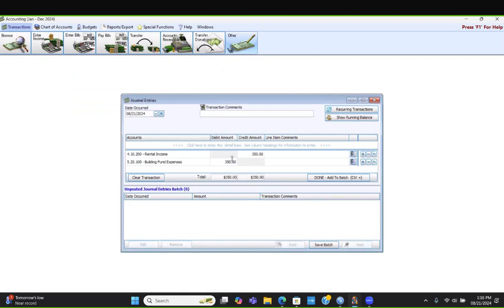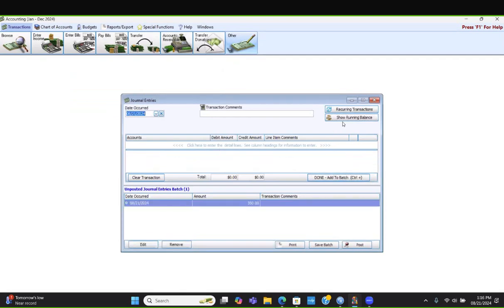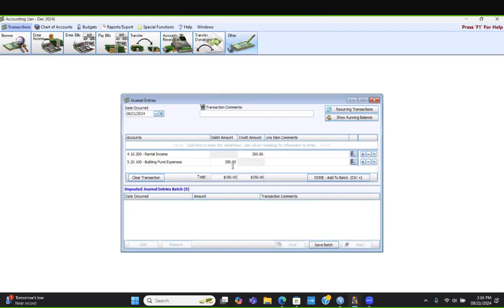I can move it back up to the top. I can make my changes to the transaction. Click Done, Add to Batch, clicking Show Running Balance again. Not going to post this until it's correct. A couple things about journal entries. Again, my debits and credits, if I add it back up, are balanced down here. Again, folks, it wouldn't matter whether I had 2 accounts or 20 accounts in this list, in this transaction. As long as those debit and credit totals are balanced, the software doesn't care, okay?